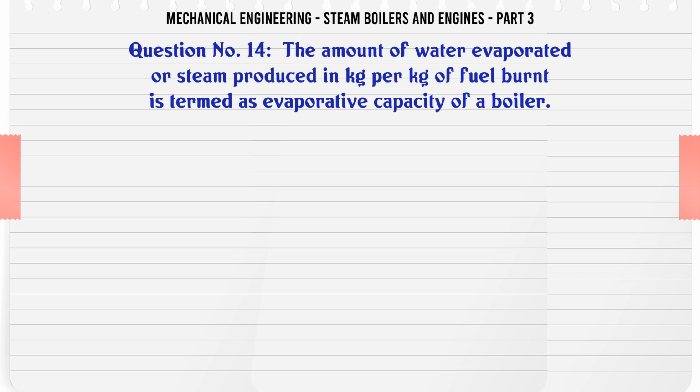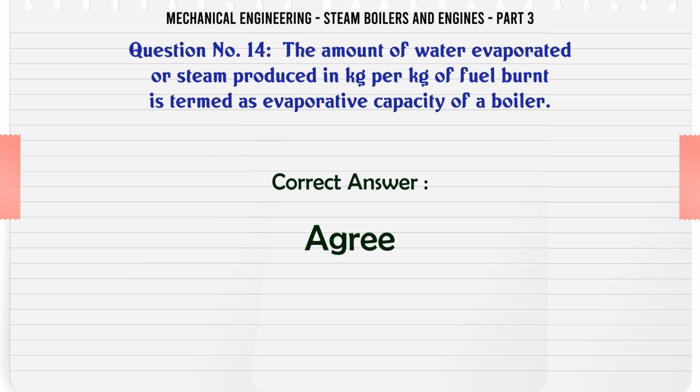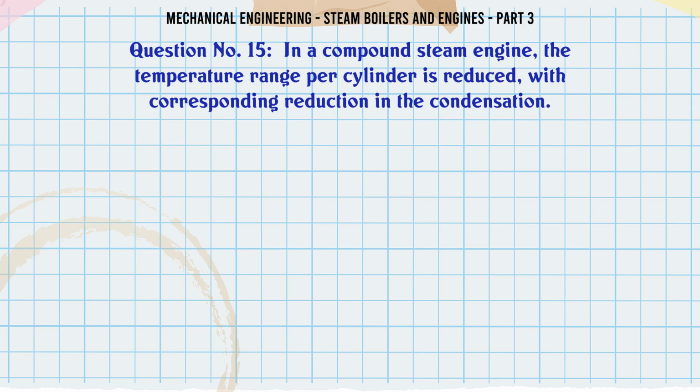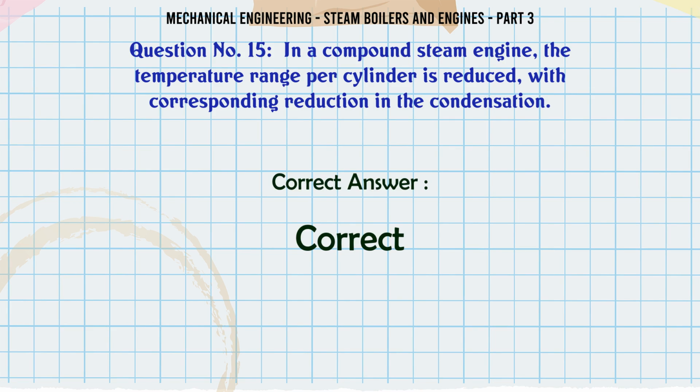The amount of water evaporated or steam produced in kg per kg of fuel burnt is termed as evaporative capacity of a boiler. A. Agree, B. Disagree. The correct answer is agree. In a compound steam engine, the temperature range per cylinder is reduced with corresponding reduction in the condensation. A. Correct, B. Incorrect. The correct answer is correct.